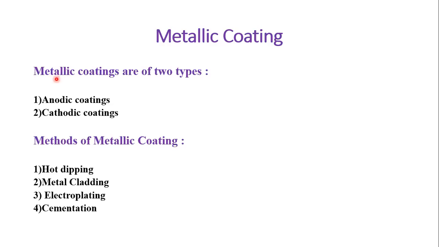Now these metallic coatings are of two types. The first one is anodic coatings and the second is cathodic coatings. There are four methods by which we can do metallic coating. The first one is the hot dipping process, in which we will learn about the galvanization and tinning processes. The second method is the metal cladding process. The third is electroplating and the fourth one is cementation. Today we are going to talk about the hot dipping process.